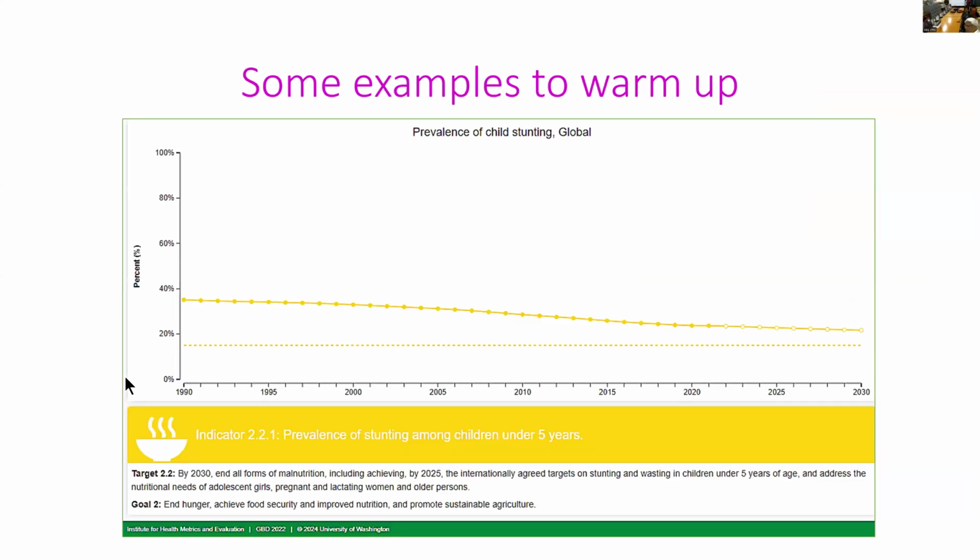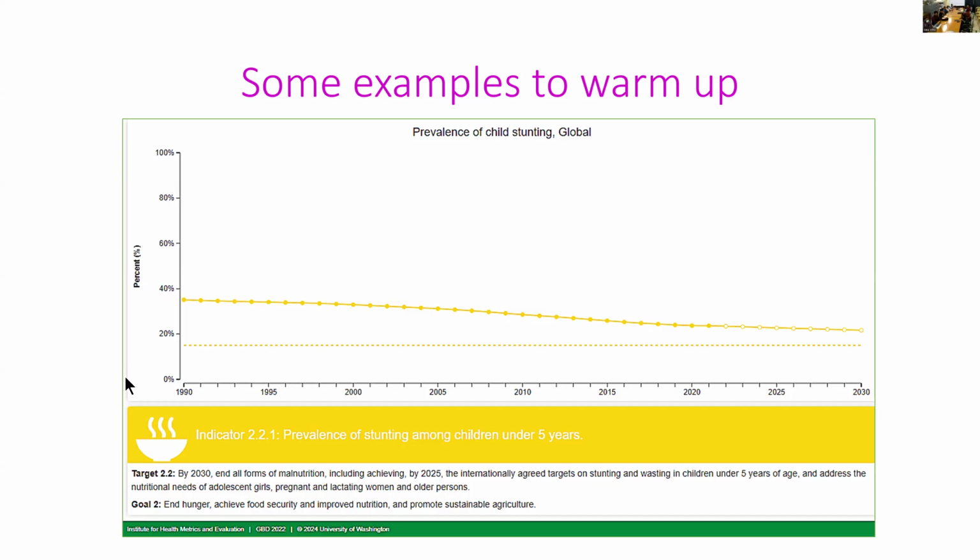Just some examples about how data can be presented beautifully and easily. The first thing is, if anybody is interested in data visualization, there's a nice website called the Institute for Health Metrics and Evaluation. They publish this global burden of disease data visualization. If you look at this picture, it is stunting of children under 5. The x-axis is 1992 to 2030, and the y-axis is the percentage of stunting globally.